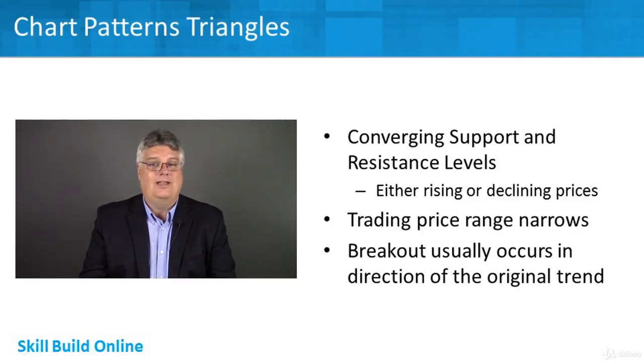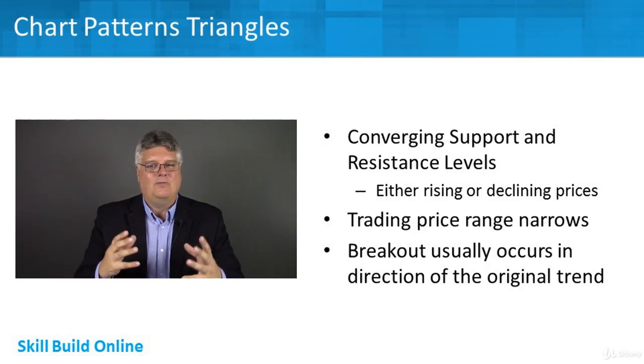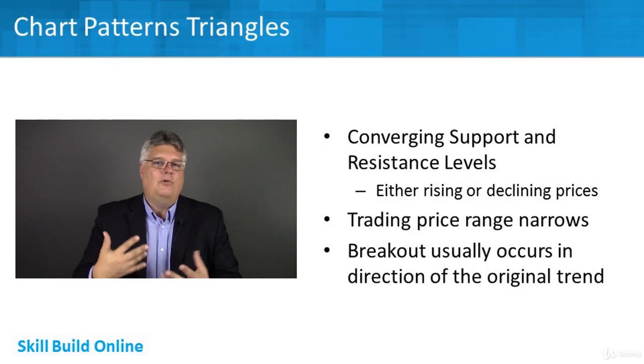So if you like rectangles, you'll love triangles. It's because basically it's a converging of support and resistance lines, either rising or declining. The triangle could go either way, and we'll look at some examples of that. But the trending range pricing is narrowing, and it'll look like a triangle. And once again, the breakout will usually occur in the direction of the original trend.